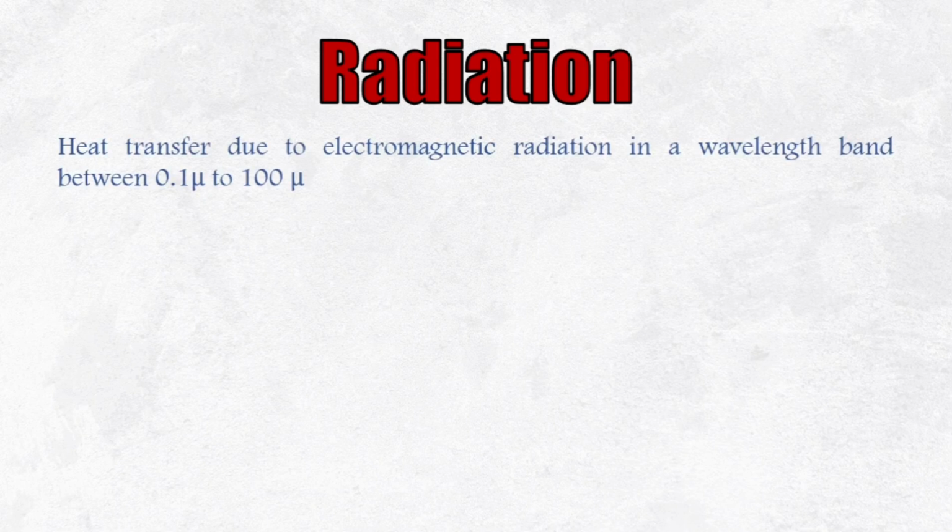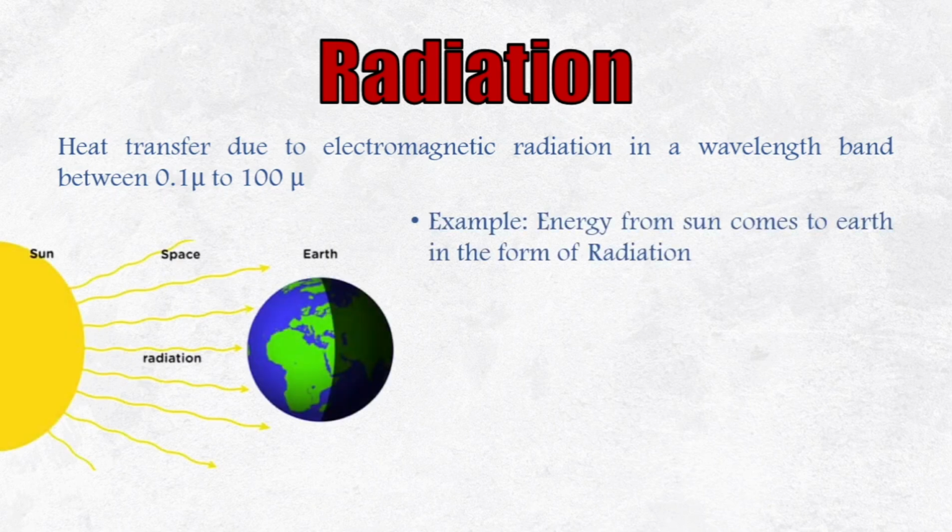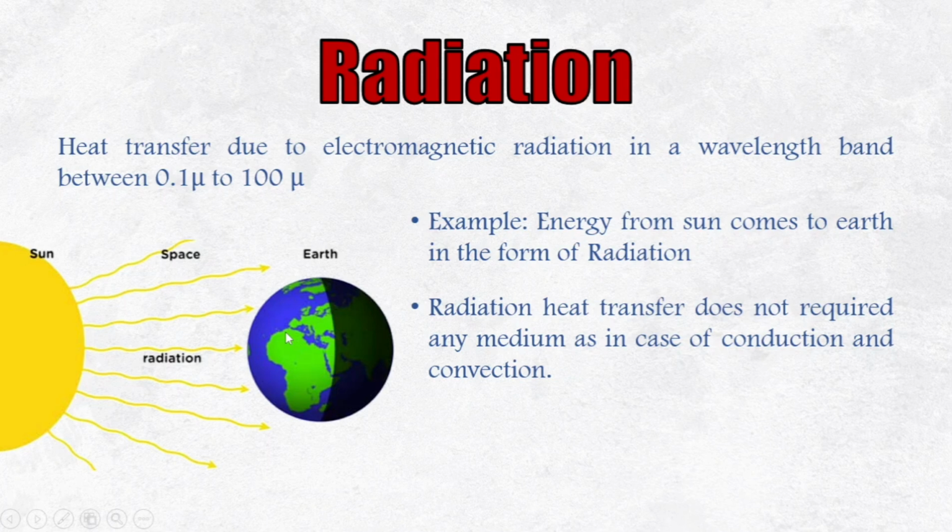Okay, so if we try to define radiation, radiation is the transfer of heat due to electromagnetic radiation in the wavelength band of 0.1 micron to 100 micron. Okay, so an example of this radiation is the energy of the sun coming to the earth's surface in the form of radiation. So radiation heat transfer does not require any medium as in case of conduction and convection. So we have seen that in conduction we required some solid medium. In case of convection, we require a liquid or gas medium, but radiation can occur without any medium.